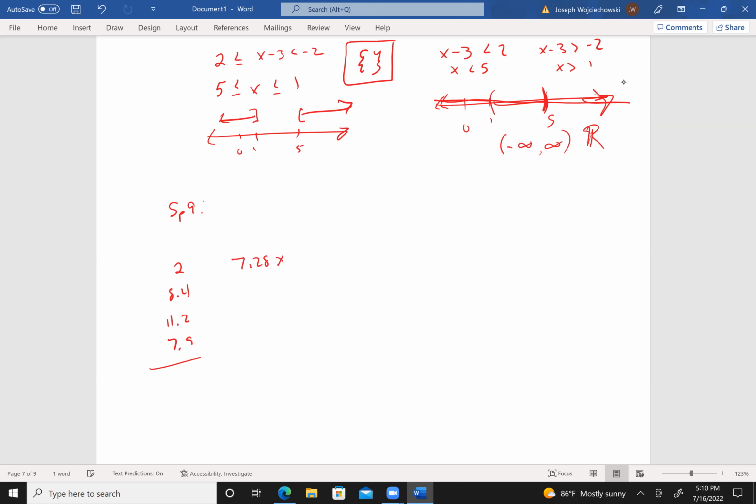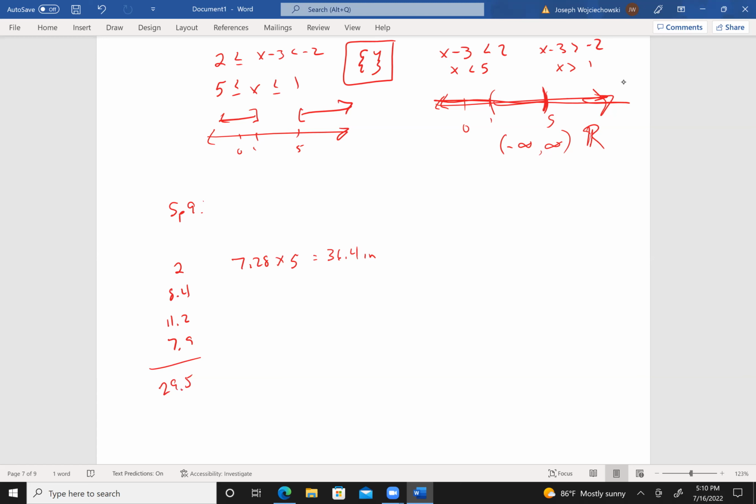So 5 months. Total amount of snowfall needed, 7.28 times the 5 months. So we need 36.4 inches. We have 2 plus 8.4 plus 11.2 plus 7.9. This is 29.5.